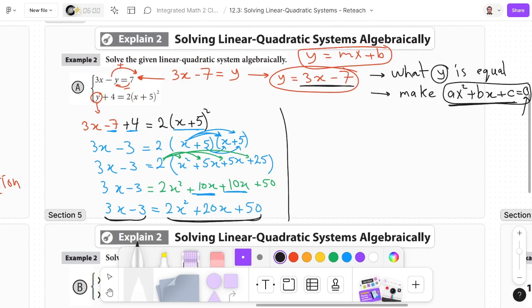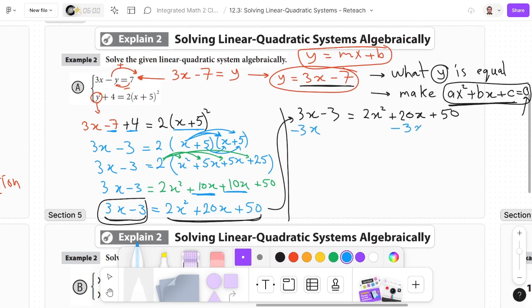Let me continue here. 3x minus 3 equal to 2x squared plus 20x plus 50. So now I have to make this side equal 0. What should I do with the 3x minus 3? I have to take it to the other side. So it will be negative 3x, and here under the 20x, negative 3x. And this negative 3 should be positive 3, and below the 50, positive 3.